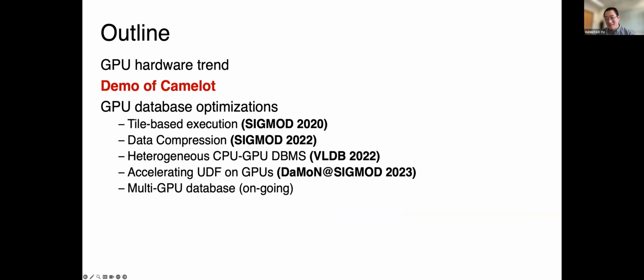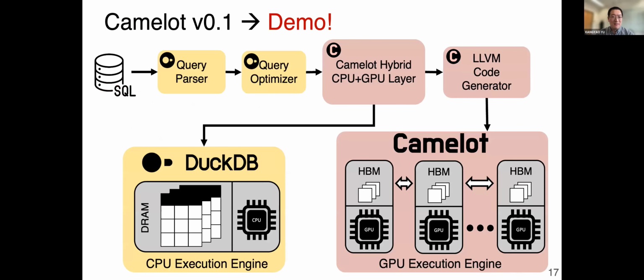So the next step, before I talk about the technical details, let me show you a demo. This is the system we have been building. In the front end, we use DuckDB, so the interface looks like DuckDB. We use the query parser and the query optimizer in DuckDB. But after that, instead of using the DuckDB execution engine, we implement a GPU execution engine called Camelot.